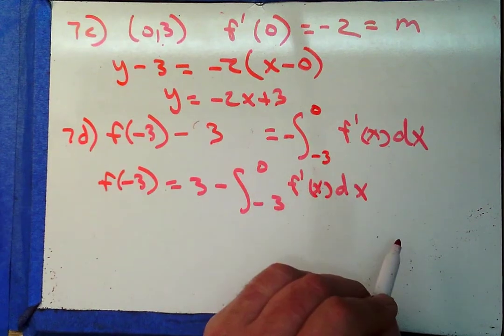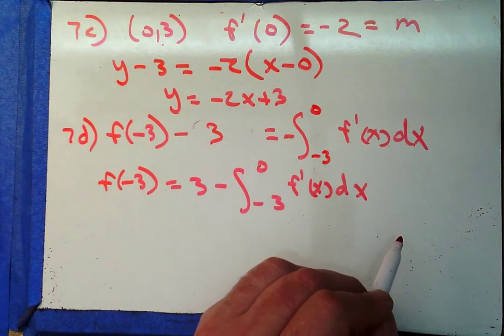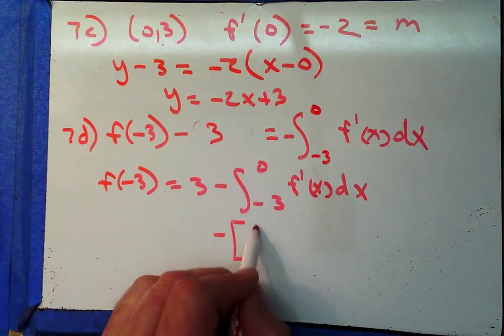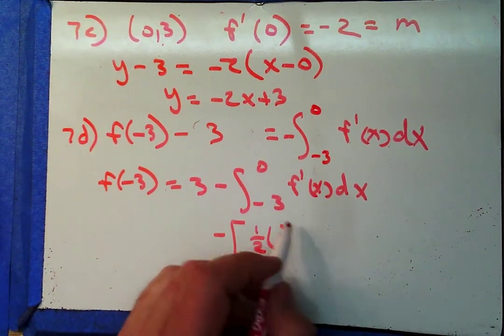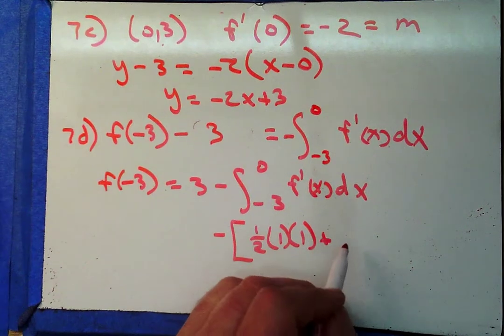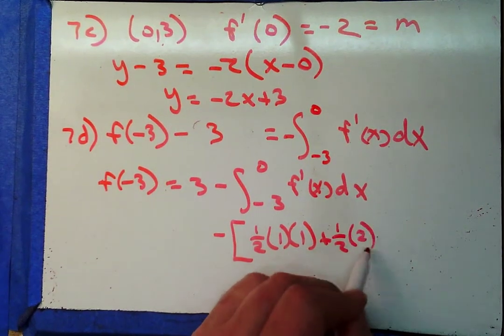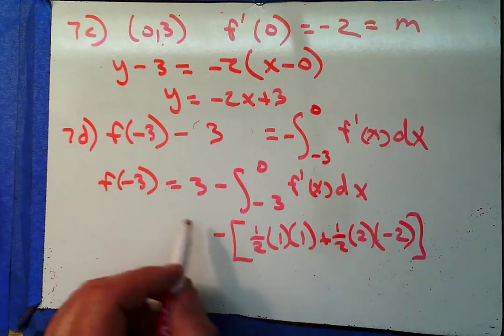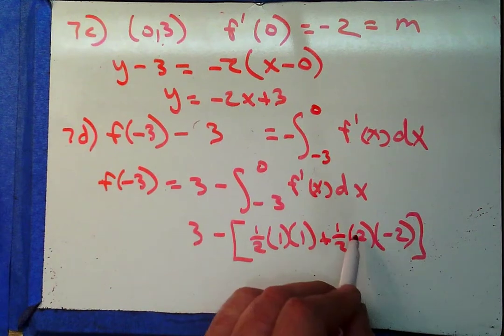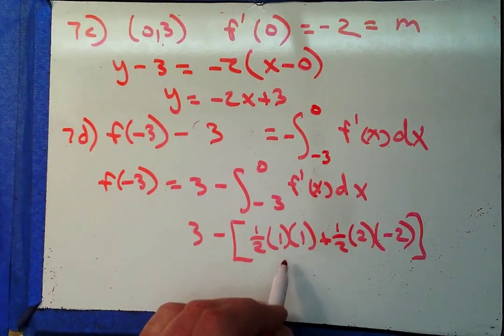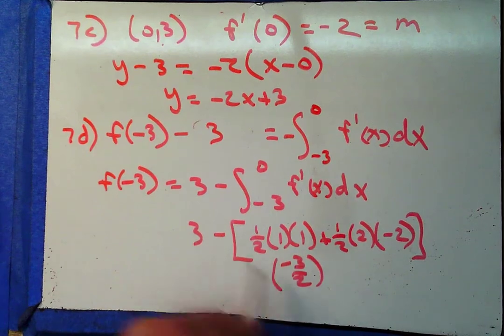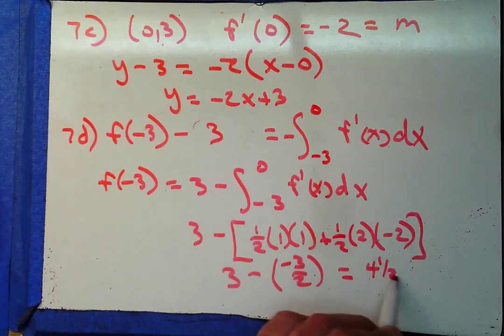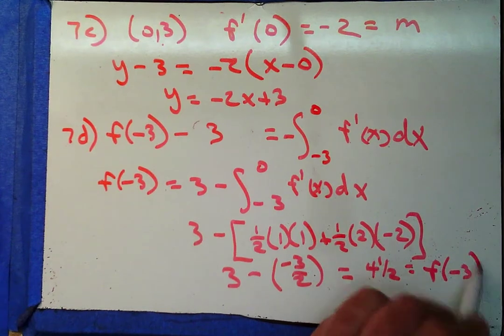So from negative 3 to 0, I see two triangles over there. I see 1/2, a base of 1, a height of 1. And then I see 1/2, 2 is the base, and the height is negative 2. We go down 2 there. So this is going to be negative 2 plus 1/2, which is negative 3/2. And then we have this minus 3 in front. And so we get 4 and 1/2. 4.5 is our value for f of negative 3.